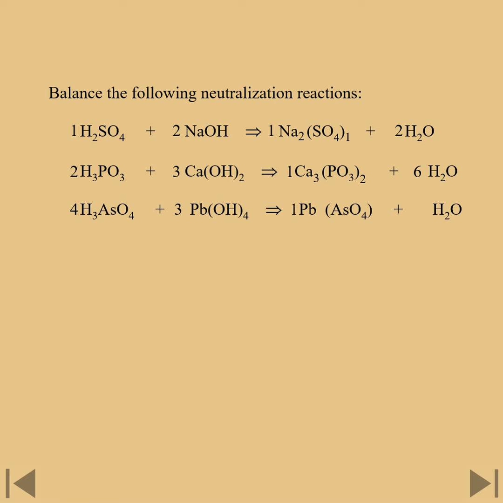There's always just 1 salt, and it has 3 leads in it, and 4 arsenates, again I get this from the left side of the equation. And 12 hydrogen ions and 12 hydroxide ions form 12 waters.